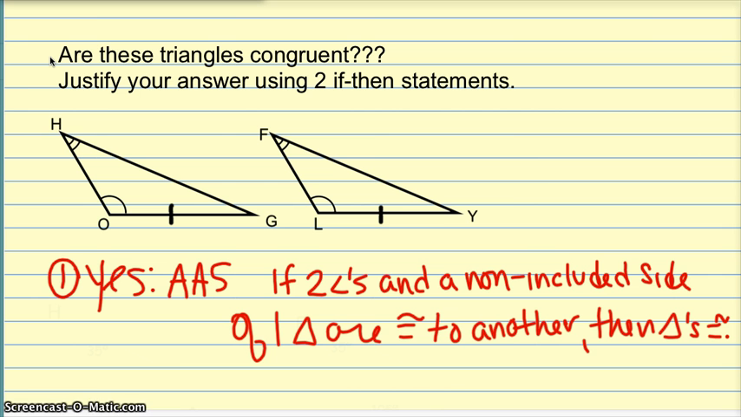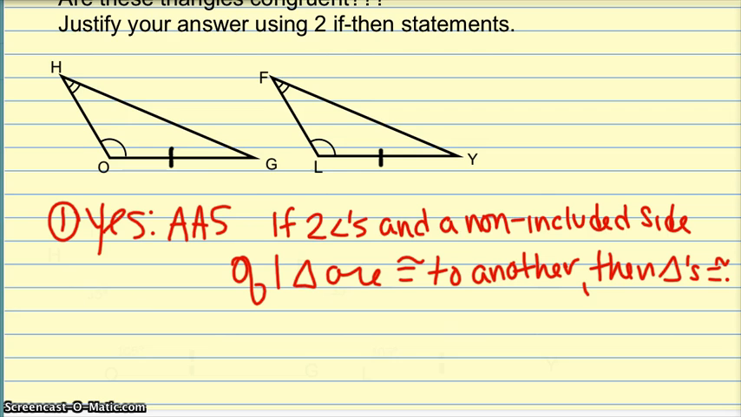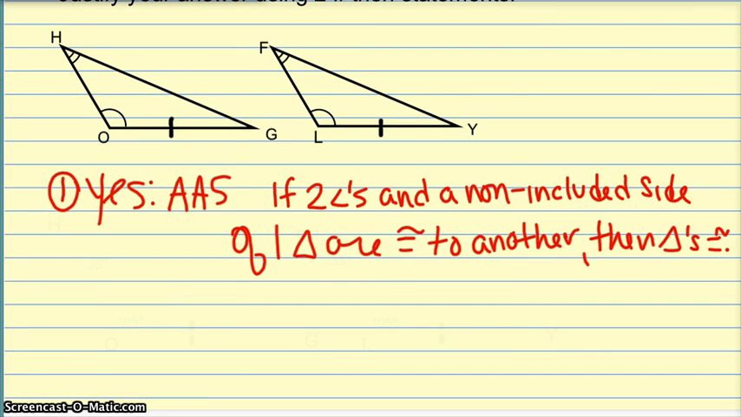Not perfect, but I took the theorem and made an if-then statement. If two angles and a non-included side of one triangle are congruent to another, then the triangles are congruent.